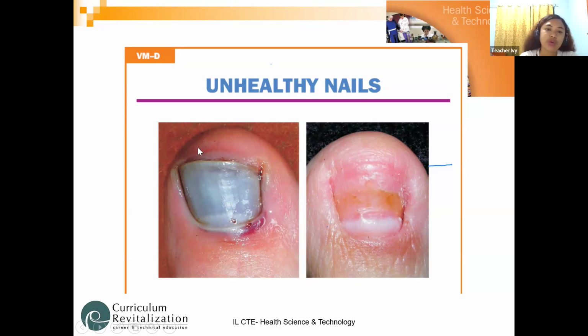Well, the other one, look at this one. On this side of the picture, as you can see, this picture showcases a nail with a lot of pus. Do you know what is pus? No.